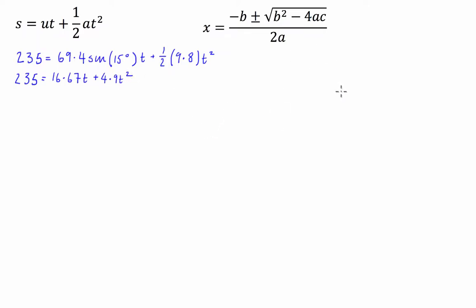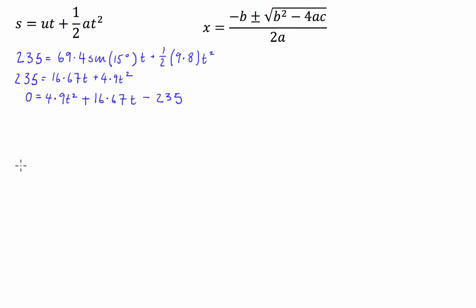Now, the way the quadratic formula works is we have to get this into a quadratic trinomial and make it equal 0. So in one step, I'll take the 235 to the right hand side, and move the 4.9 t squared to the front of this equation. So we have 4.9 t squared plus 16.67 t minus 235.